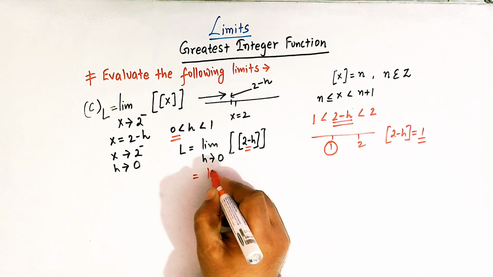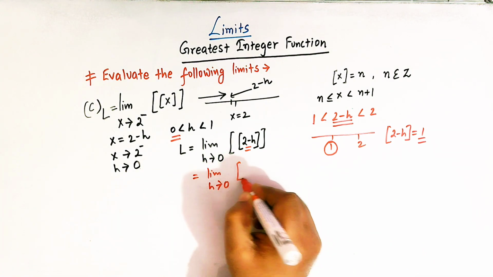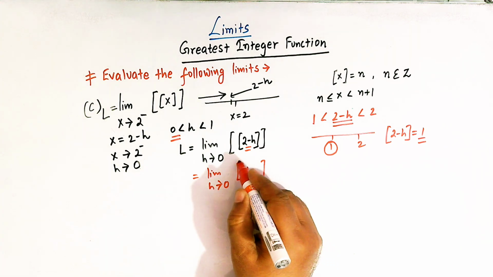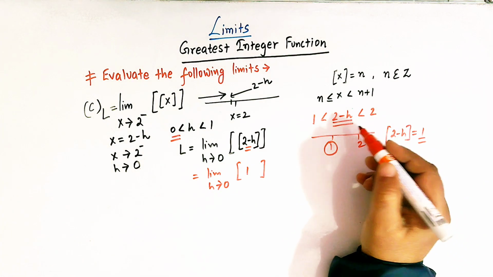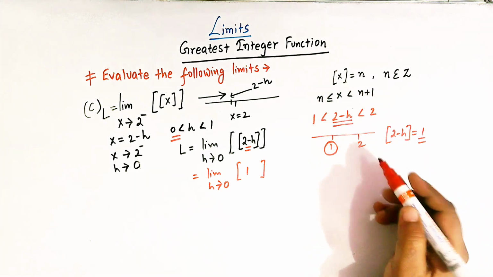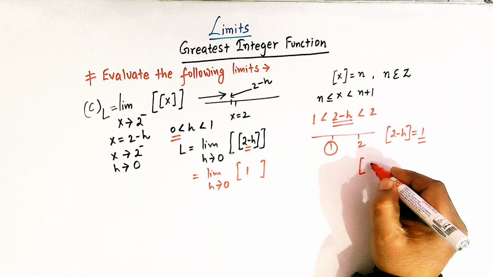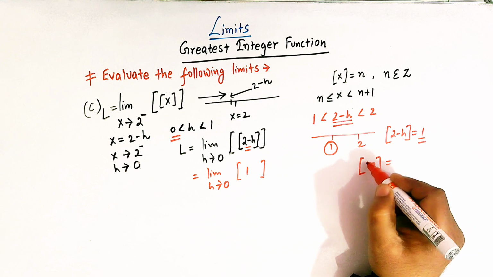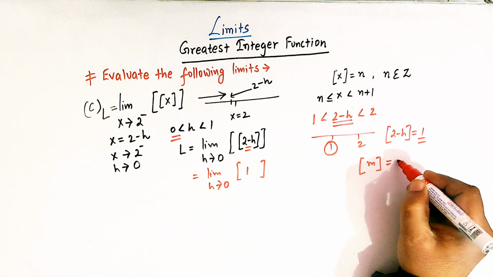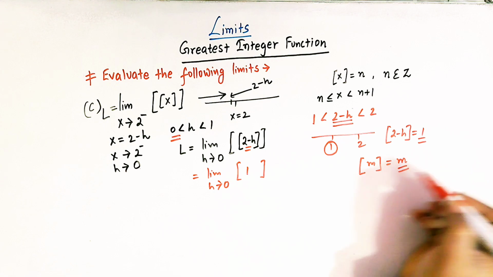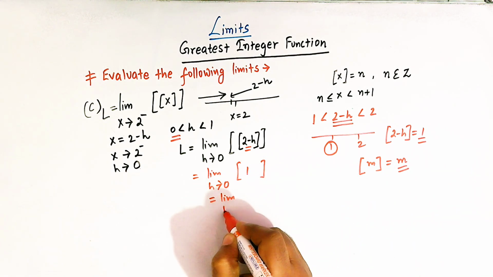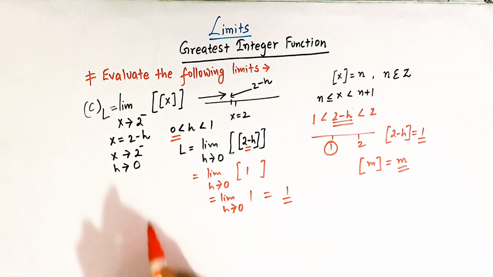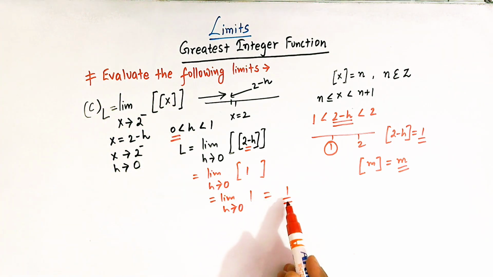So now we have limit h tends to 0 of the greatest integer of 2 minus h as 1. So now we have simply the greatest integer of 1, and from the definition of the greatest integer function, whenever we have any integer inside the brackets, the greatest integer of this quantity is the integer itself, right? So here the greatest integer of 1 is simply 1, and this is equal to 1. So the value of this limit is equal to 1.